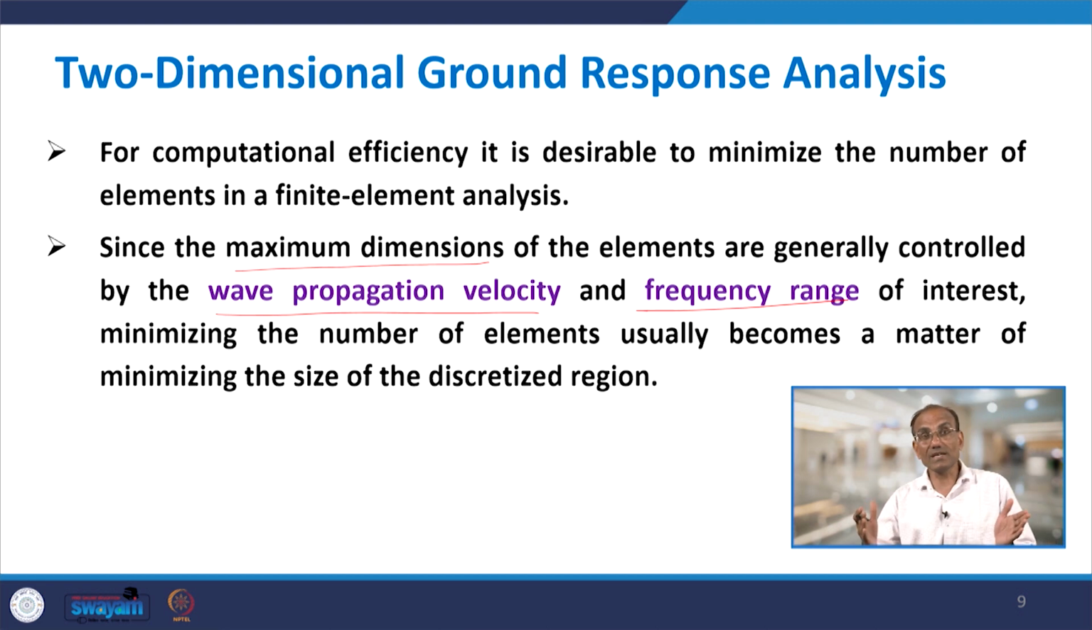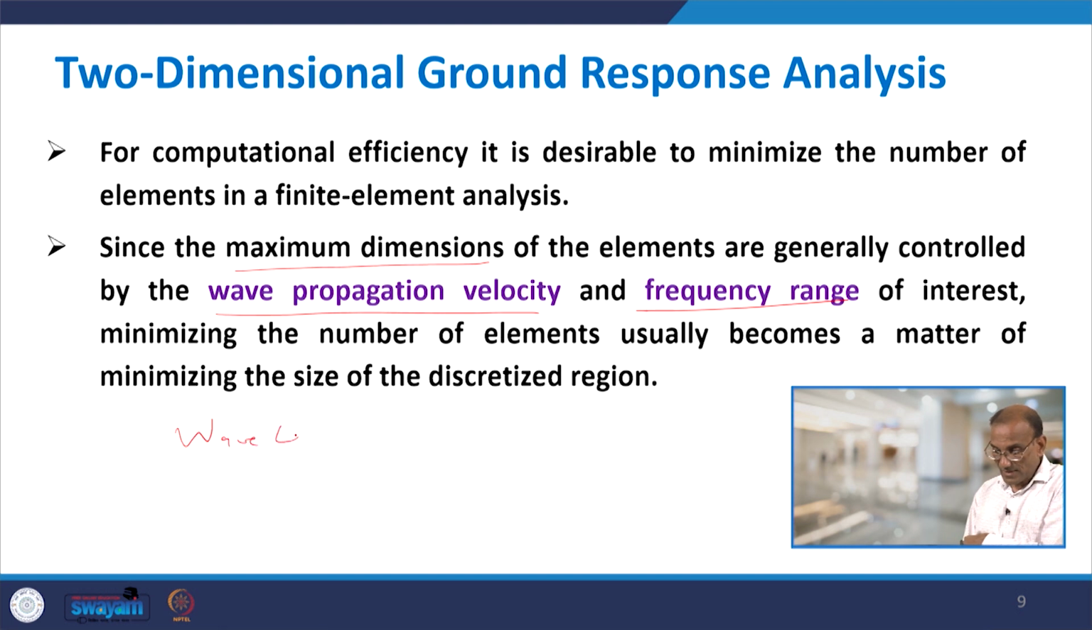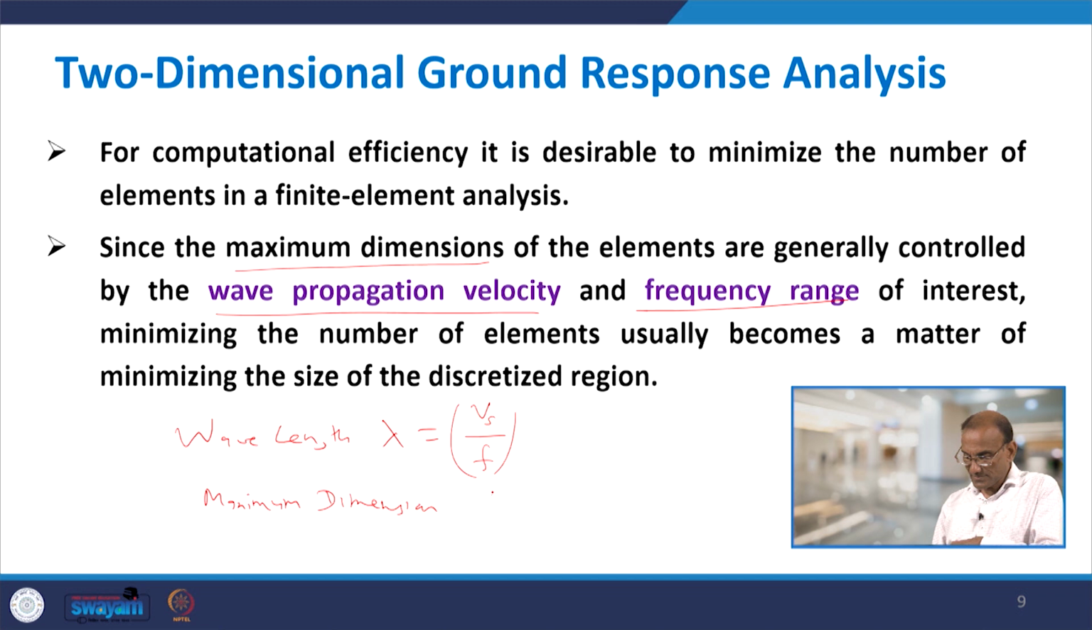So, if you want to do the analysis for higher frequency, then you need to take the smaller element. But similarly, wave propagation velocity will also be governing. In fact, wave propagation velocity and frequency range, both of these parameters can be clubbed in one parameter, which is called wavelength. So, wavelength, let us say lambda, is the shear velocity divided by frequency. Now, normally it is said that the maximum dimension of the element is linked with this lambda, and normally the maximum dimension should be 1/8 of the lambda.